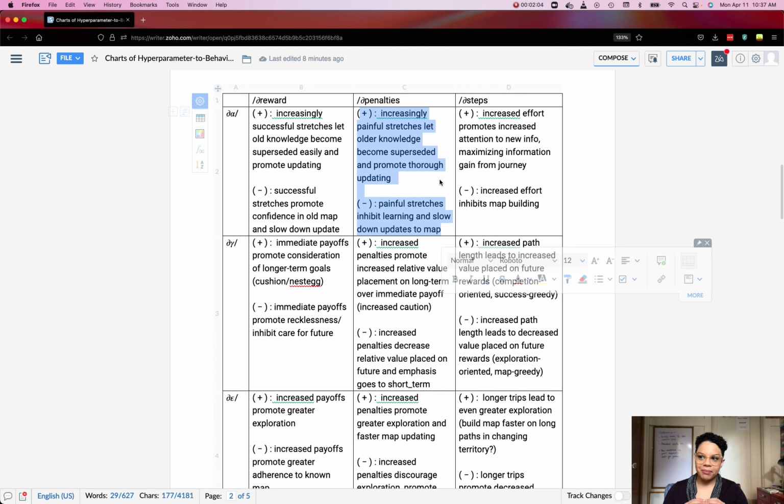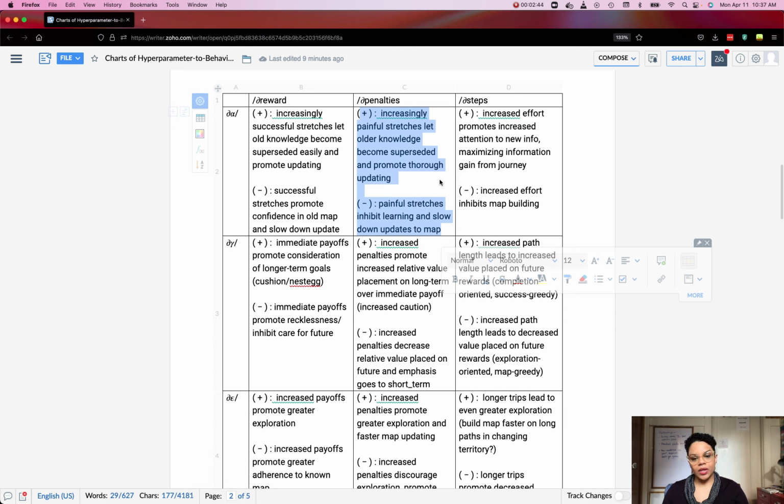Next we'll look at change in alpha relative to change in steps. So when that's positive, that means that an increased effort promotes increased attention to new info, which maximizes the information that can be gained on increasingly long journeys or increasingly time-intensive efforts toward task completion. This could mean greater carefulness.